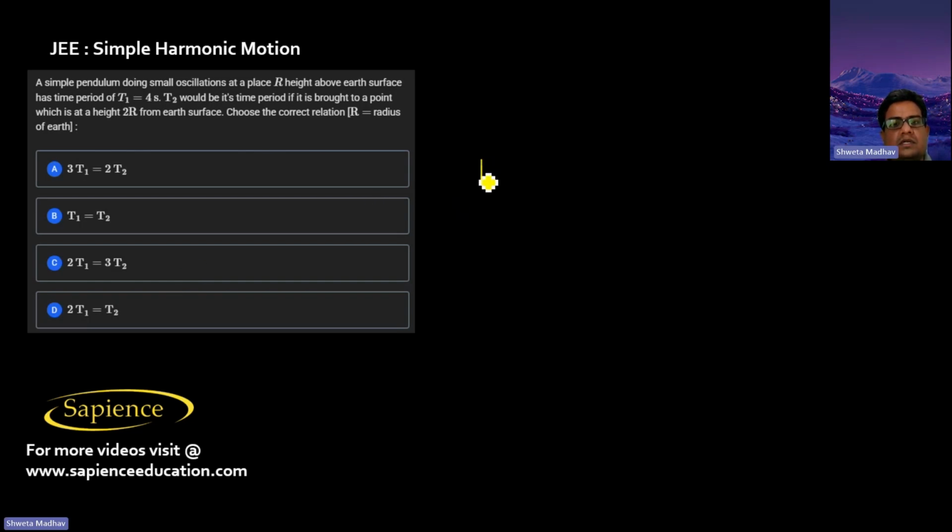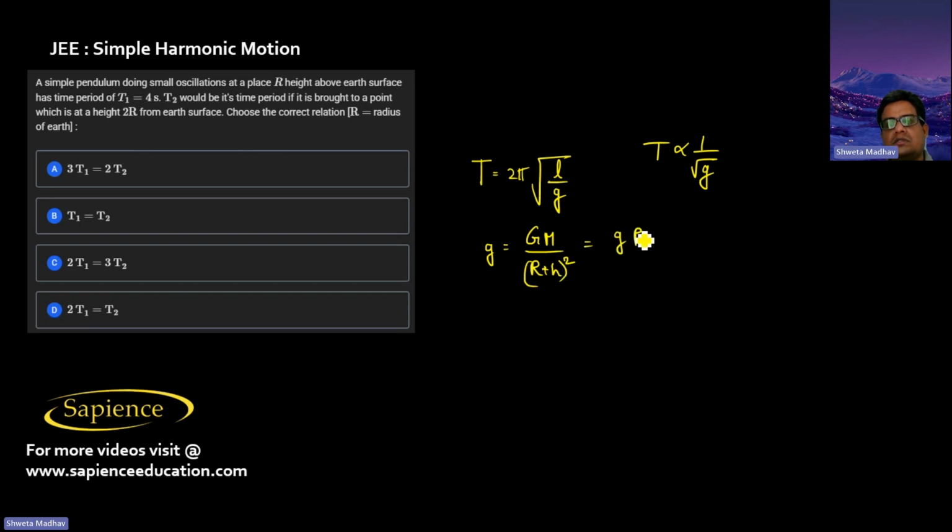The time period is given as 2 pi root over L by g. Now, T is inversely proportional to root g. As you know, g is equal to GM by (R plus h) whole square, which is the value of g at any height. And GM I can take as g R square. So it is g R square by (R plus h) whole square.